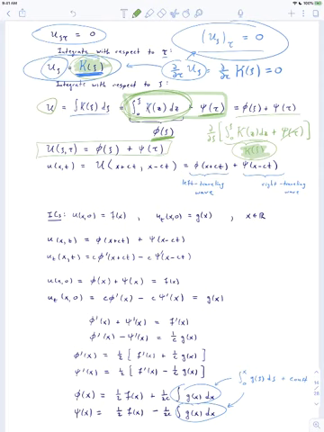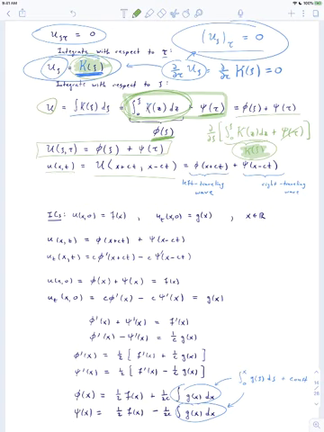If you have a solution for capital U, you can always change your coordinates back to x and t and get a solution for lowercase u, because lowercase u, of course, is equal to capital U at the transformed variables x plus ct, comma x minus ct.